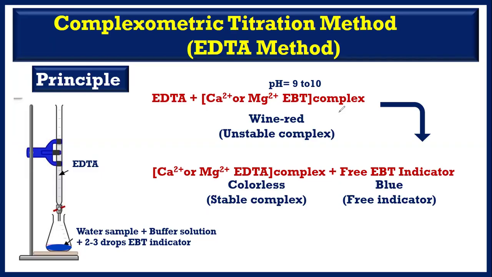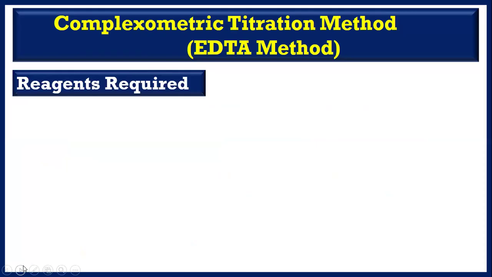That means now the EBT indicator gets free, because all the calcium and magnesium ions with which the EBT was complexed are now complexed with the EDTA. So the EBT indicator is now free, and we know that the free EBT indicator color is blue. So now the solution turns blue. The presence of the blue color shows that all the calcium and magnesium ions are complexed with the EDTA only. That means the volume of EDTA gives the amount of calcium and magnesium ions present in the solution. In this way, we can determine the hardness of the water sample.